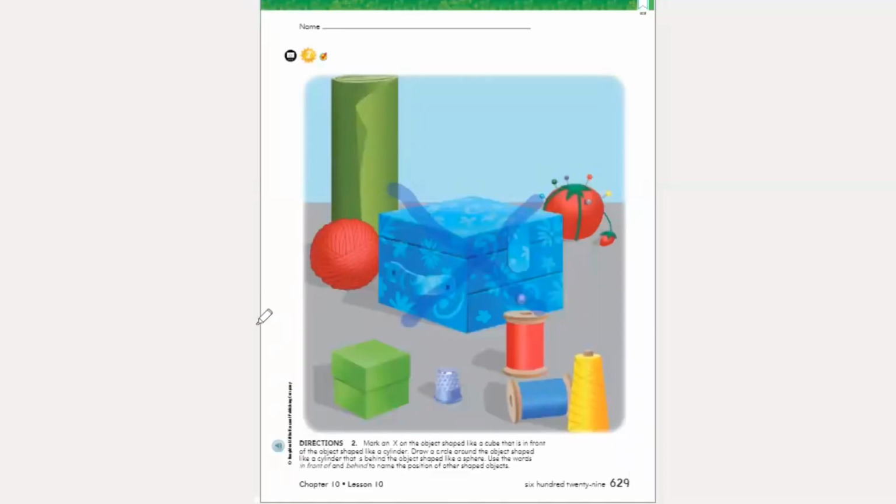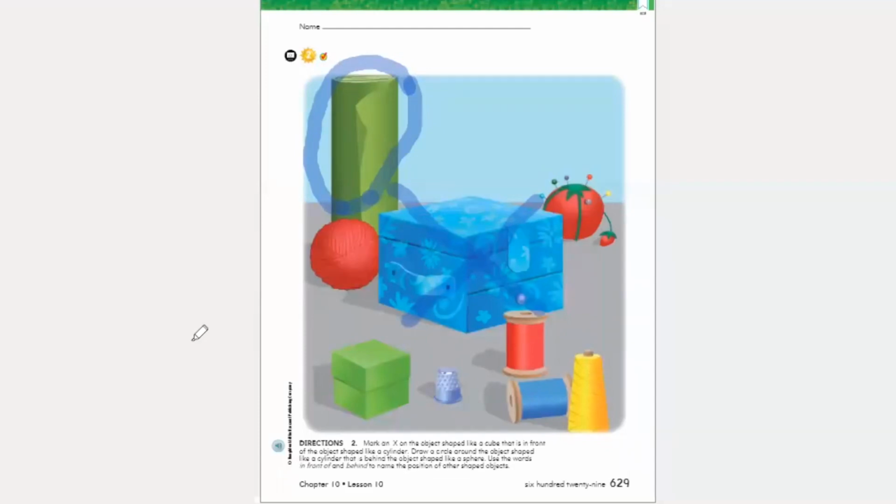Okay, let's put a circle around the cylinder that is behind the sphere. Which cylinder is behind a sphere? This cylinder is behind a sphere. Here's a sphere, it's behind.